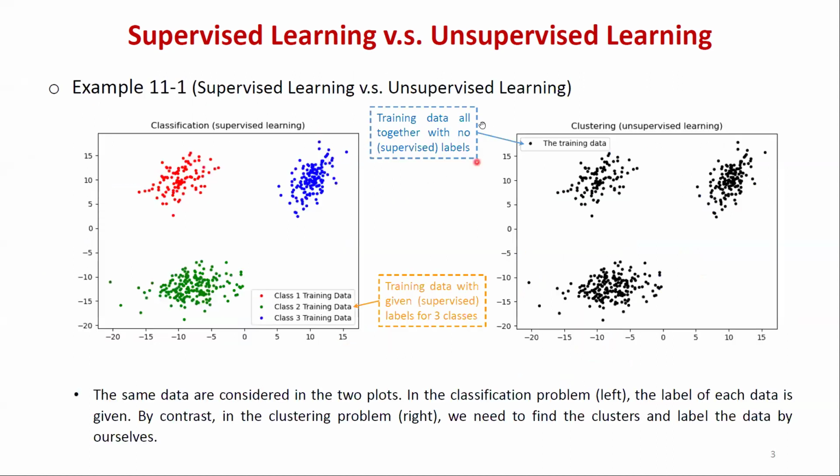Okay, and then here's another thing. Say here for classification, which is a supervised learning, what I'm gonna give you is, okay, I give you 3 groups of the data, and I tell you the label. Okay, this is class 1, this is class 2, this is class 3, this is class 2. But in the clustering problem, which is an unsupervised learning problem, I'm just giving you this data.